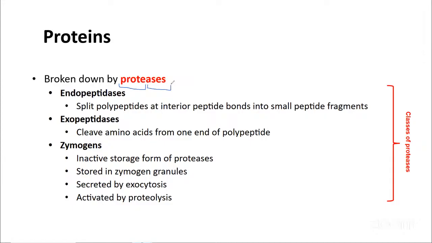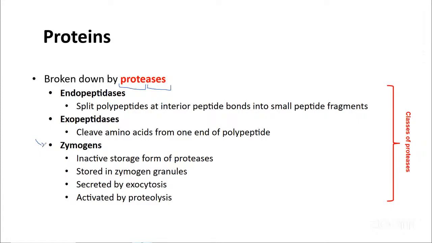Okay. So in general, I've got a couple of things going on. I'm going to actually talk about the zymogens first, because we mentioned this when we mentioned pepsin in the stomach. Our zymogens are going to be an inactive form of all of our different types of proteases. They're stored in places called zymogen granules. So we've got a storage location for them.